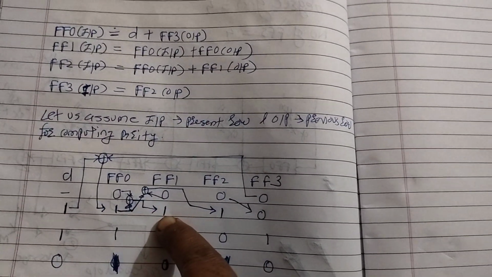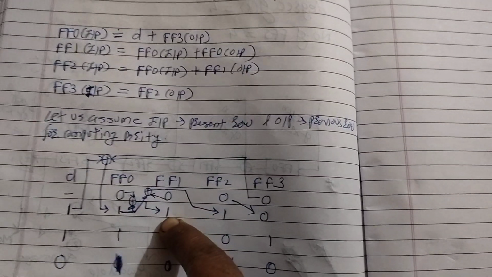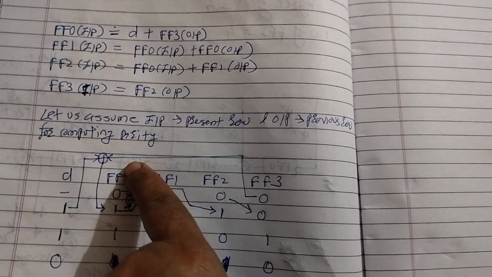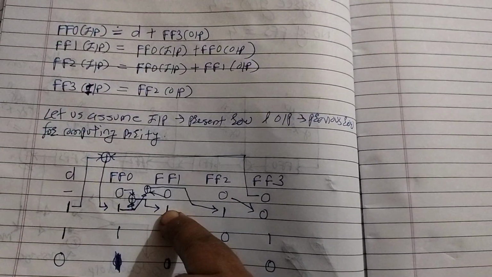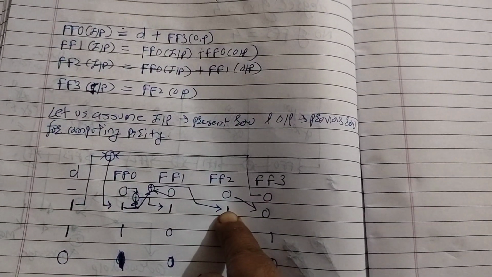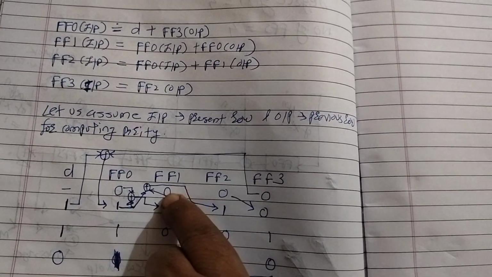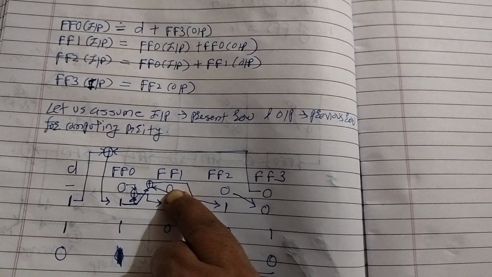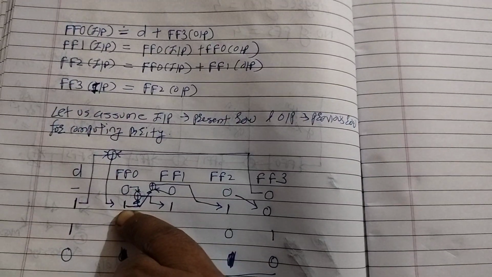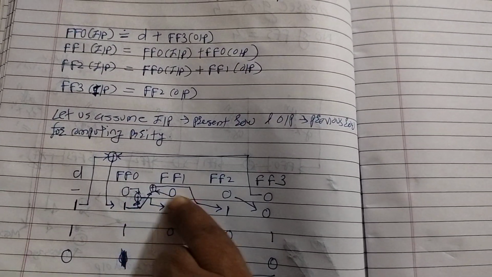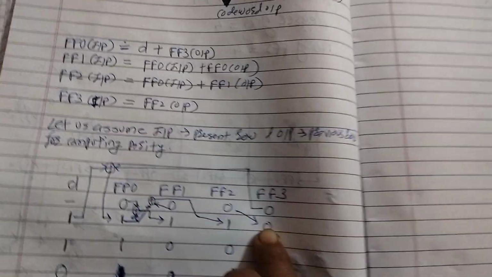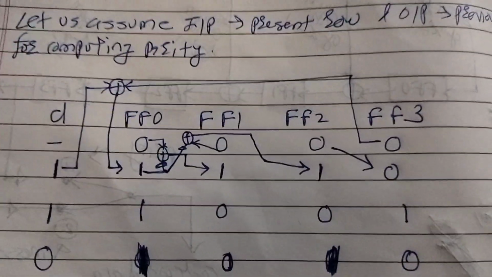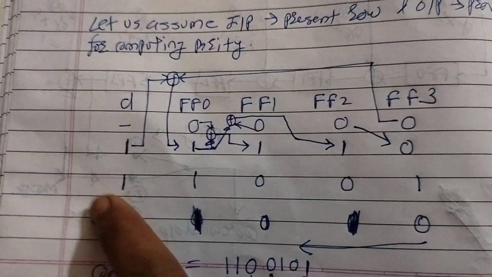Flip-flop 1 present row or input is equal to flip-flop 0 output plus flip-flop 0 input. So 0 plus 1 is 1. Flip-flop 2 input or present row is equal to flip-flop 1 output or previous row plus flip-flop 0 input or present row. So 1 plus 0 is 1. Flip-flop 3 input is flip-flop 2 output, or previous row. Now once you understand these operations, the next row calculation is very easy.